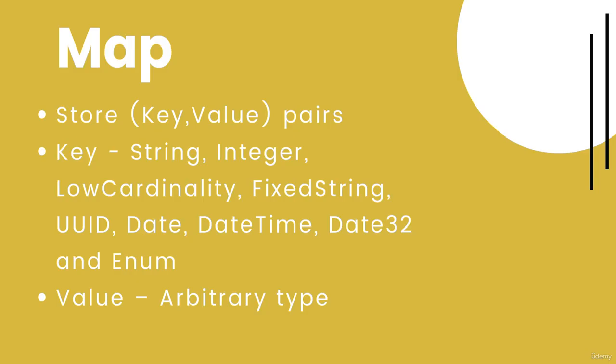Welcome to this video lecture on the map data type in ClickHouse. The map data type is used to store key value pairs in the table columns. The key serves as a unique identifier for the value associated with it. A key can be of any of these data types that is displayed here. This includes string, fixed string, integer, low cardinality, date, datetime, and enumerated. Note that some of the data types like floats, decimals, etc. are not supported. The values for the keys can be of any arbitrary data type, and let us look at an example for the map data type.